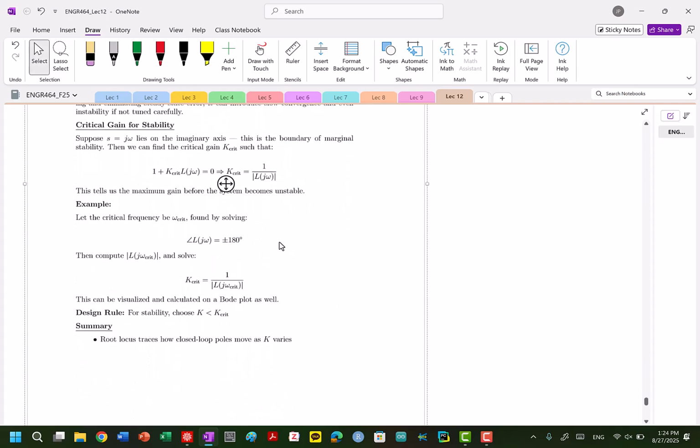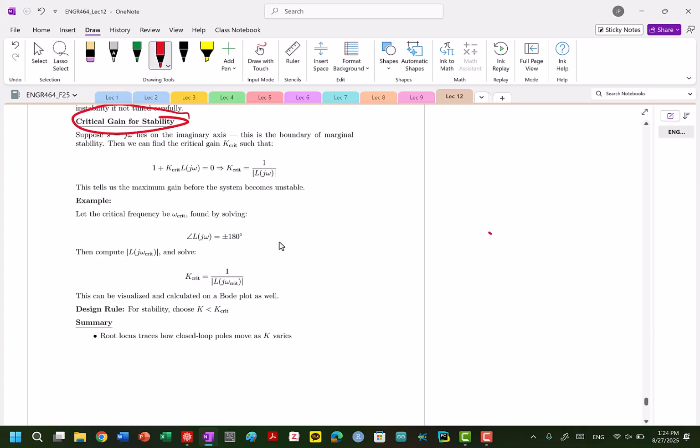Now, next time we're going to calculate the critical gain for stability and transition our way into some frequency analysis.